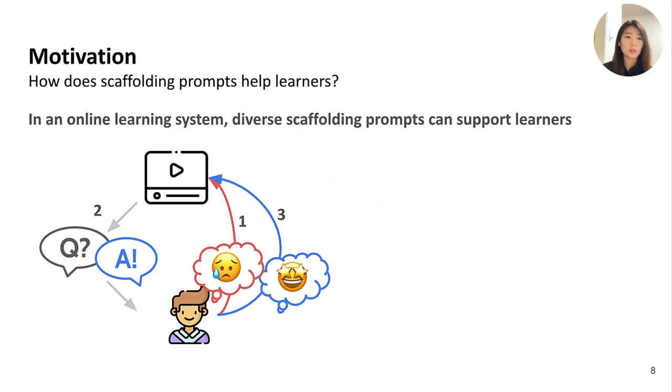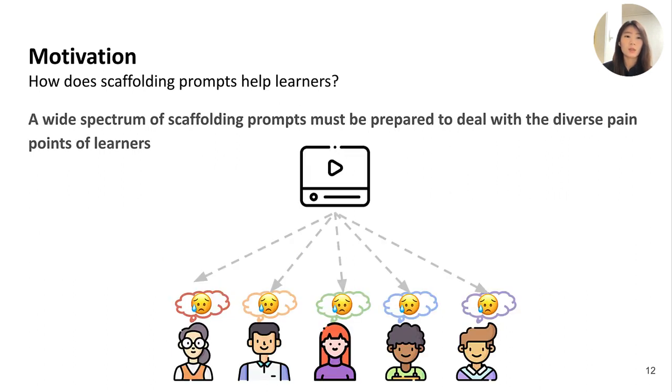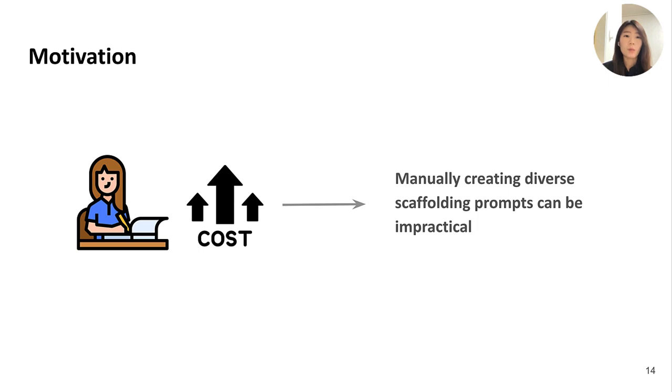In an online learning system, diverse scaffolding prompts can support learners by facilitating their understanding, maintaining engagement, and helping them relate concepts. To successfully deal with the diverse pain points of learners, a wide spectrum of scaffolding prompts must be prepared. However, manually creating diverse prompts is impractical due to the high cost of authoring.